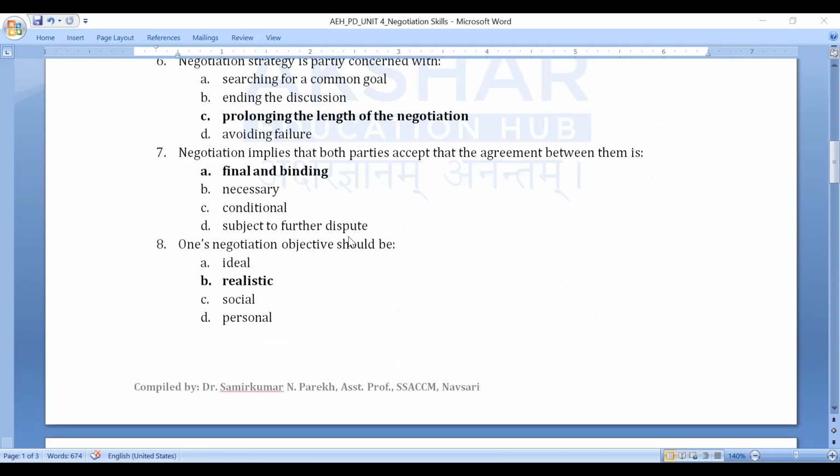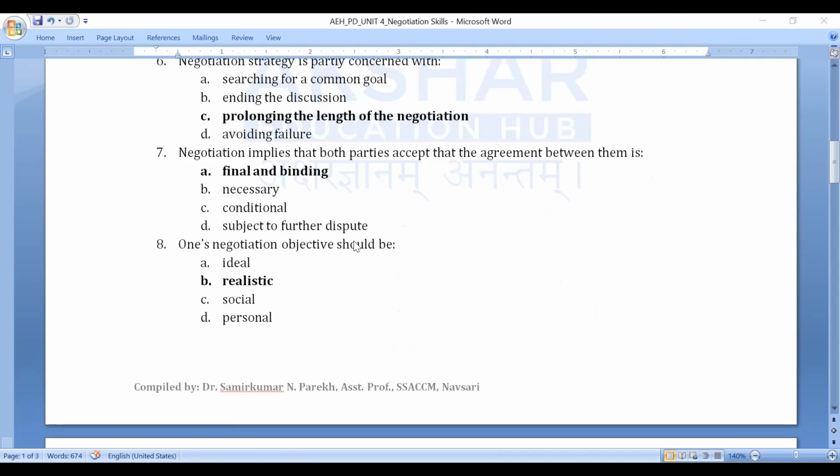Negotiation implies that both parties accept that the agreement between them is final and binding. Whatever agreement is made between two parties, it should be final and binding to both parties.